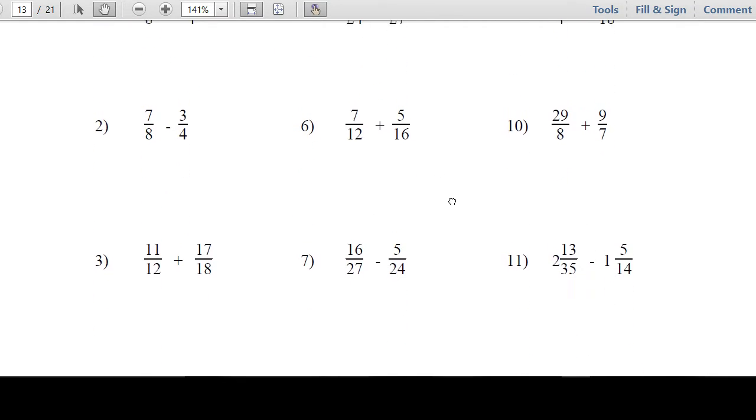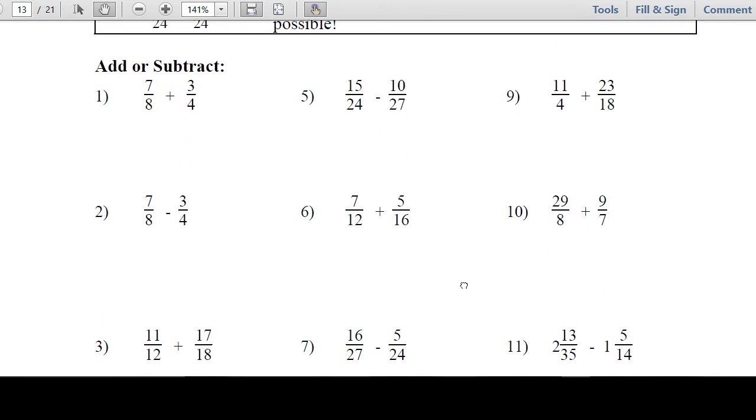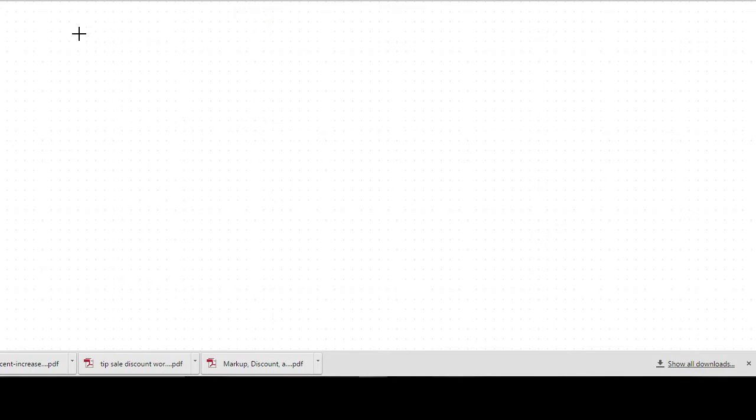Okay, so I'm going to choose the ones we're going to try. So the first one I want you to try is number 5. Is that 15 over 24? Yep. Okay. So 15 over 24 minus 10 over 27.